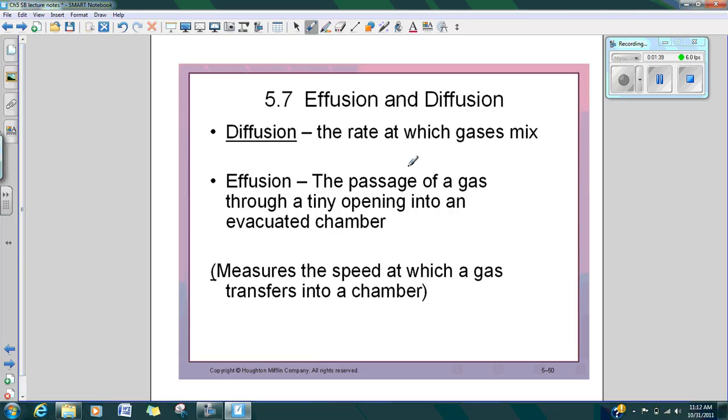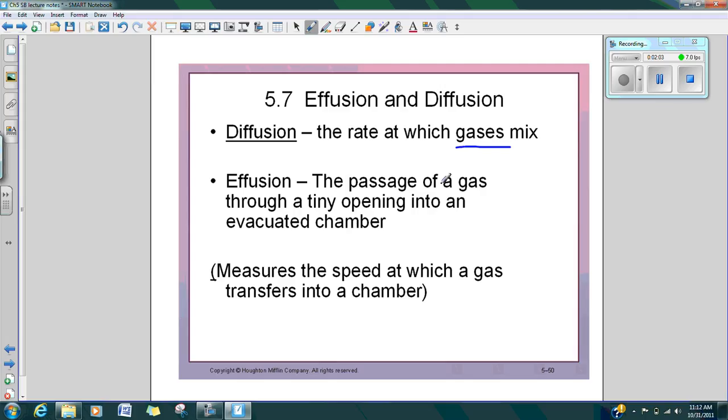So now we're going to talk about effusion and diffusion. This is something that seems logical to you. You've talked about this before, just put in chemical terms here. Diffusion is the rate at which gases mix. We are talking again about gases. We could talk about liquids, and you can probably imagine mixing liquids, but they don't behave as nicely. There's more interference there, so we're going to stick with gases.